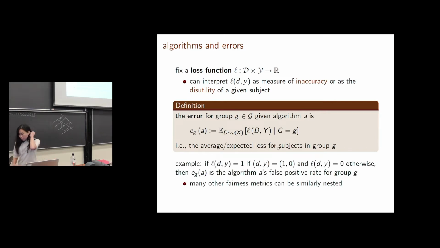By appropriately choosing the loss function, we can nest many of the fairness metrics that are discussed in this literature. So for a simple example, if you're interested in false positive rates, we can very simply take the loss function to take value 1 if the decision is 1 and the true type is 0, and value 0 otherwise. In that case, the group G error is simply going to be the false positive rate within group G.